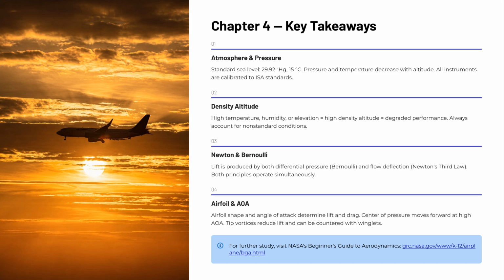Second, density altitude directly impacts aircraft performance. High temperature, high humidity, and high elevation all reduce air density, which means your aircraft will perform as if it's at a higher altitude than the altimeter indicates. Always account for these factors during pre-flight planning.